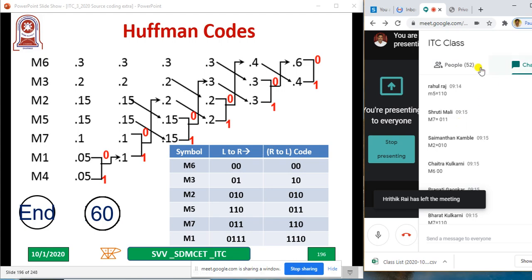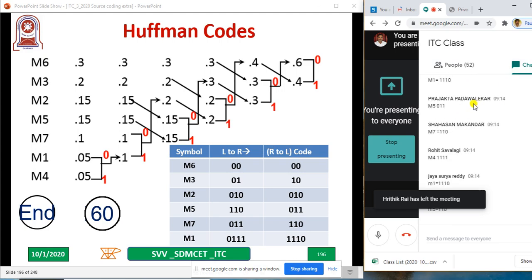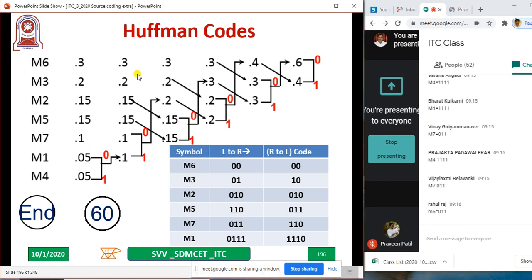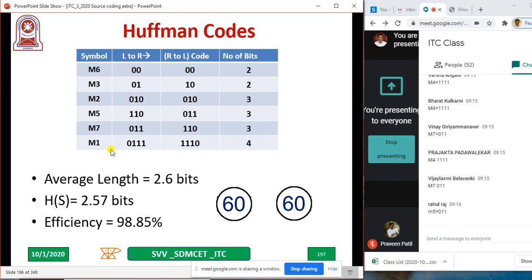Left. If possible, you can do it. So I think some of the students they have done reverse. Prajakta 011, she has typed, it should be 110. Because network was not there, I could not see all your messages. Now I am seeing it. So please remember these points. Let us go to the next.